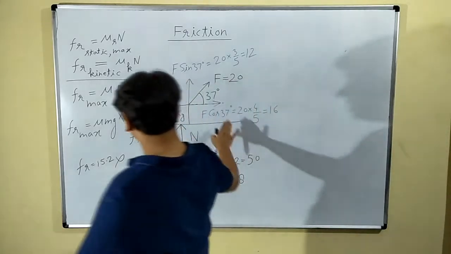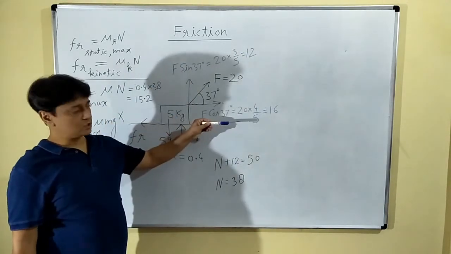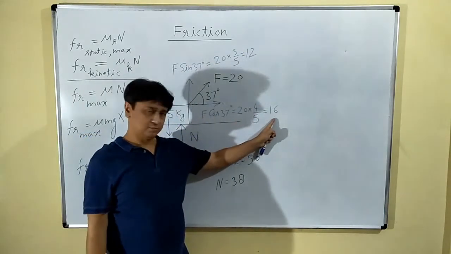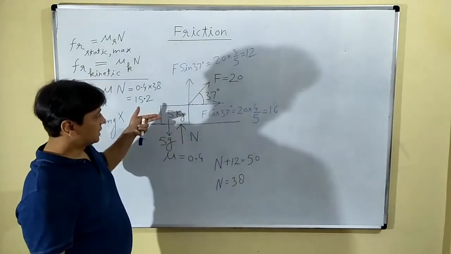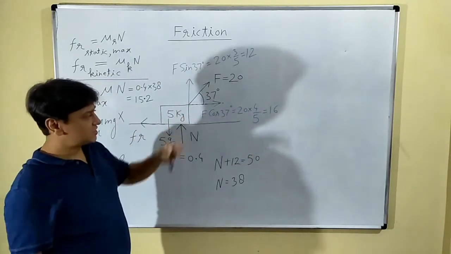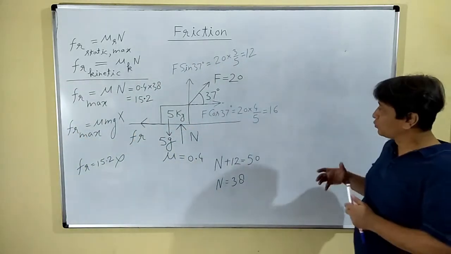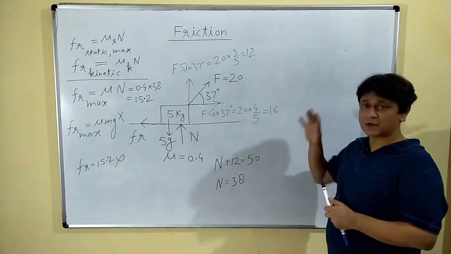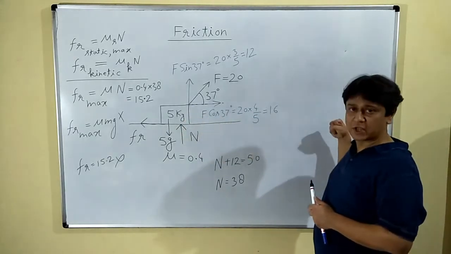If you look at this body, the forward force on the body is what? 16. Which means you can take this 16 as a number which says that there are 16 people who are trying to pull this 5 kg body in this direction.